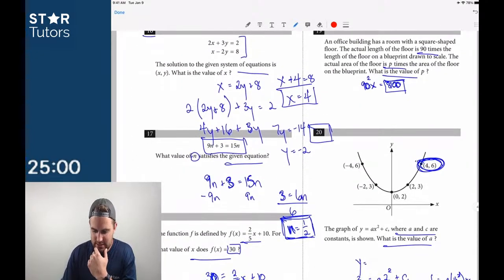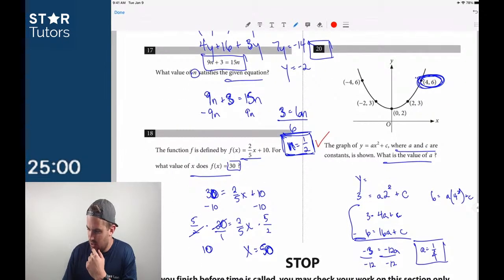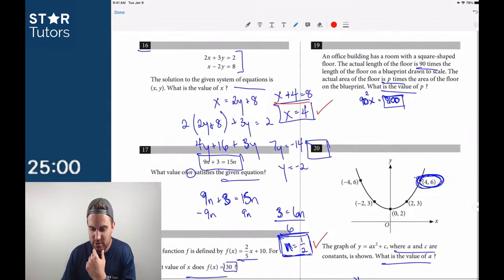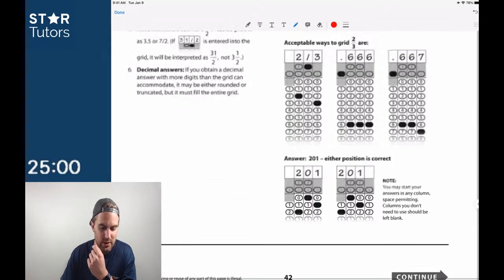16 is y, x equals 4, is that right? Yep, that's right. n equals 1/2, that's right. 18 is x equals 50, that's right. 20 was 1/4, that's good. Even though it took us a second, it was good. This was the only one that I made a common assumption on. So 20 for 20, guys.